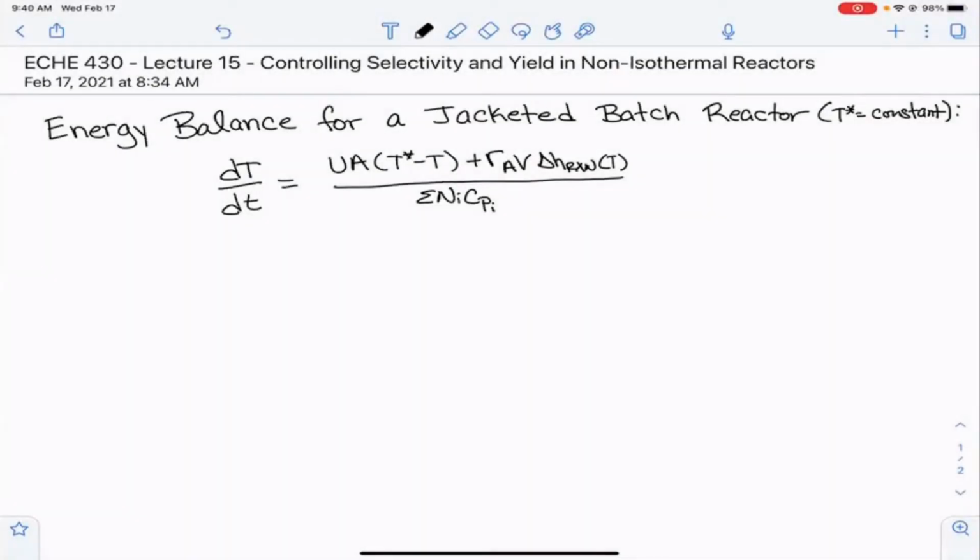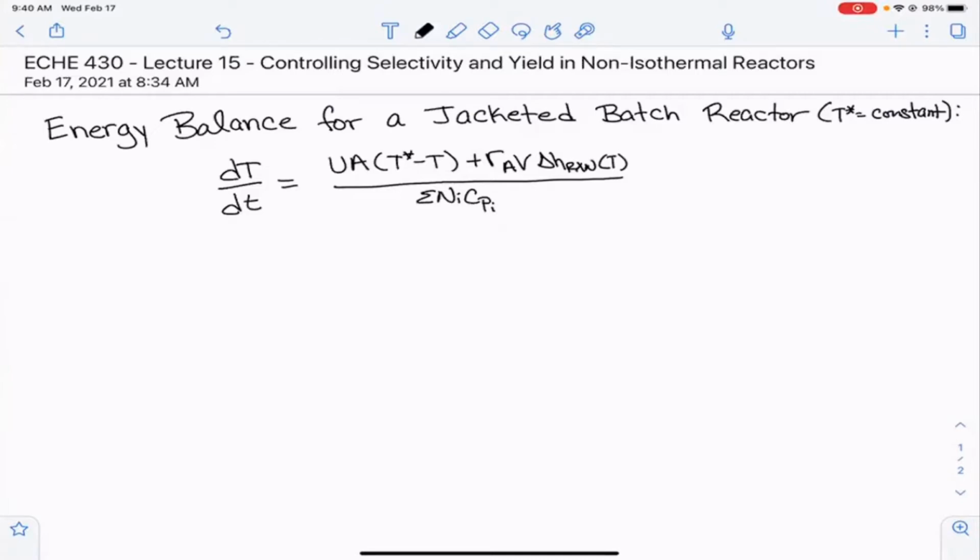This lecture is going to pick up where we left off in lecture 14, where we had just derived an energy balance for a jacketed batch reactor, where the jacket temperature is approximately constant. And that was that dT/dt was equal to the heat transfer coefficient times the area times the difference in temperature between the jacket and our reactor, plus essentially the heat of reaction times the rate that the reaction occurs, and then divided by something like the heat capacity of all of the species.